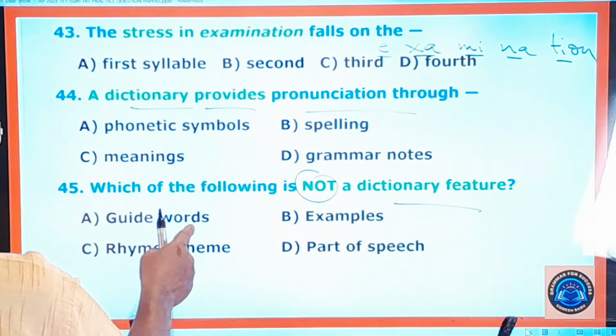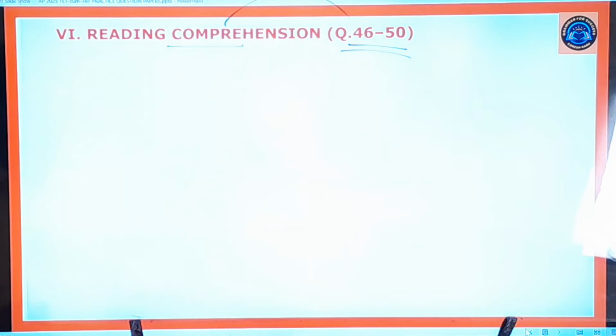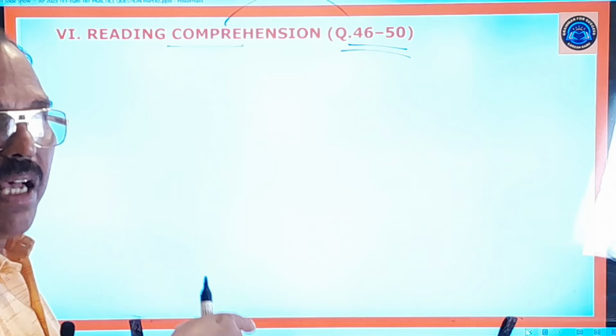Now the last section of this question paper is reading comprehension. On this reading comprehension, 5 questions are framed, and here I have given you a small comprehension passage. You have to read it on your own and then answer all the questions given under that passage. That is the job you have to do in the examination.